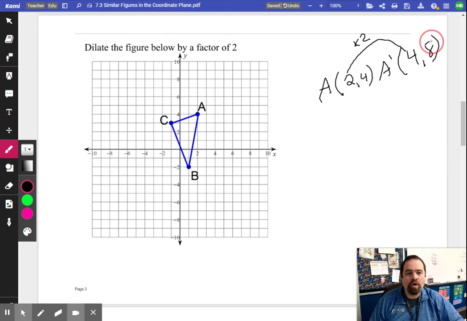And you do that one point at a time. So I'm going to go to B. B is at 1, -2.